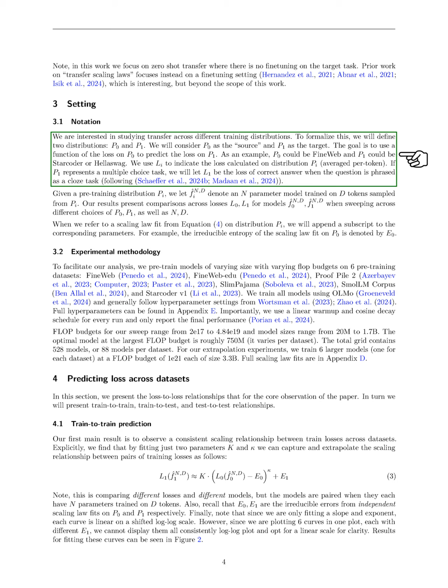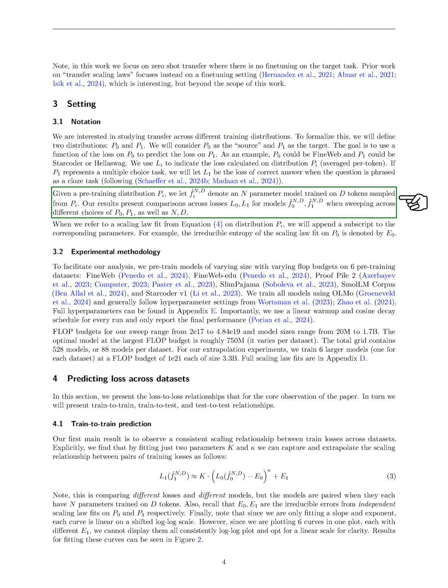We denote the loss calculated on each distribution as L_i, averaged per token. If P1 involves a multiple-choice task, we define L1 as the loss for the correct answer when the question is presented in a cloze format.